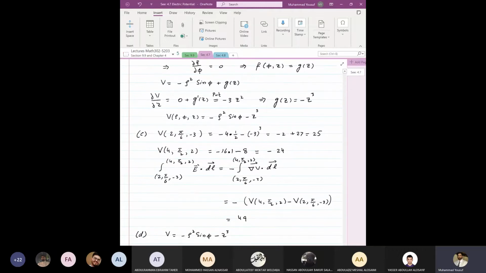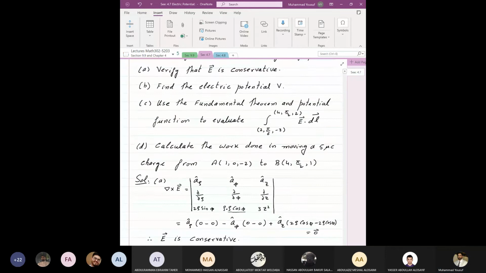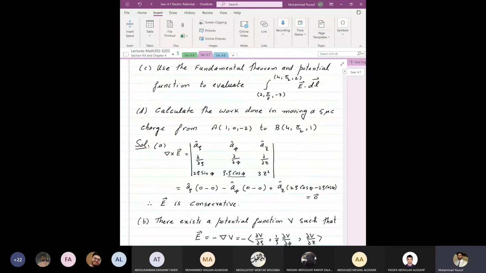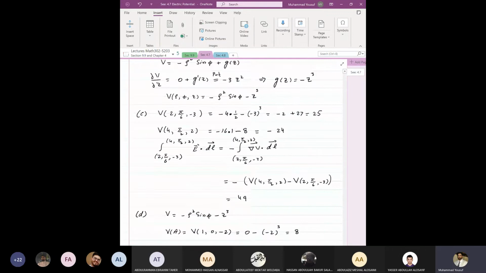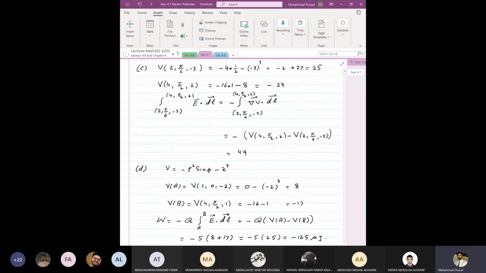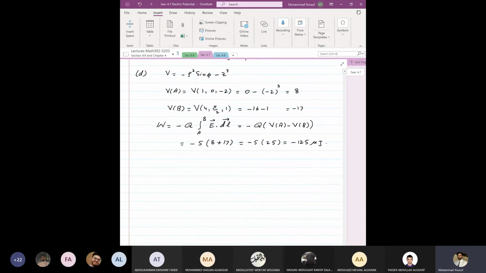Part D of the question is to calculate the work done in moving 5 microcoulomb from one point to another point. So this is now work done from A to B. This time we will multiply by the charge because it is not potential, it is work done. So multiply by Q, and then VA minus VB, we have calculated it, put it here and get the answer. So we reach up to this point.